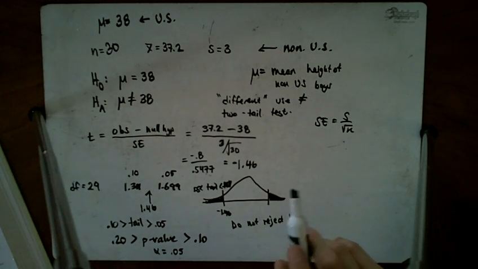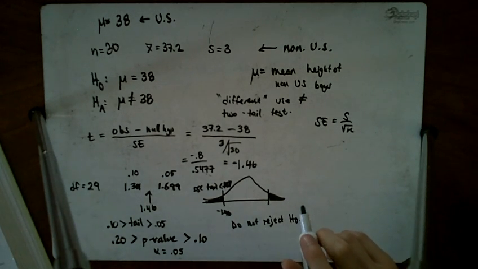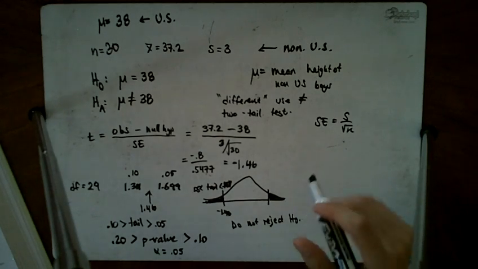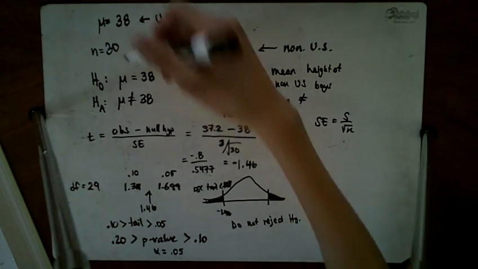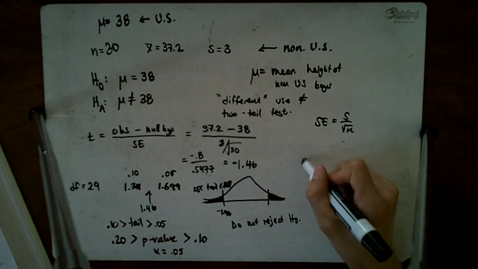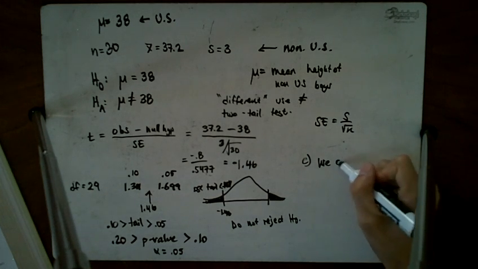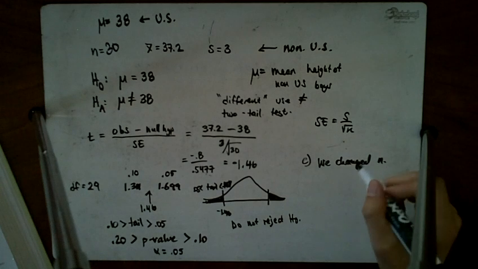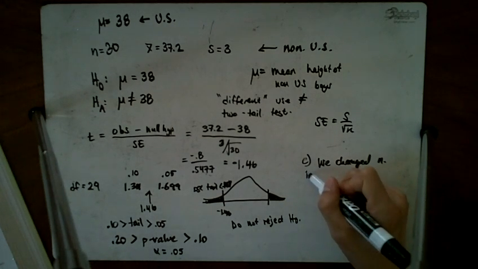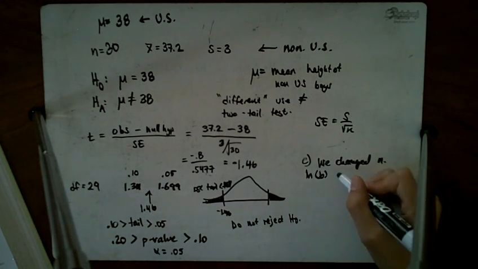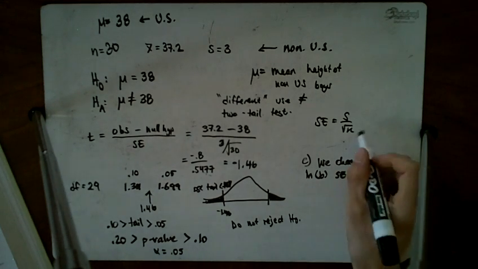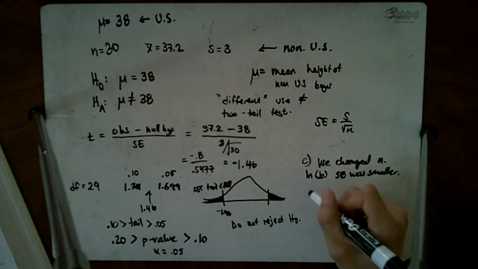And part C asks us to explain why the t-values and p-values for parts A and part B are different. Okay, so what's happened is we've changed n. So part C, we changed n. Okay, so in part B, the standard error was smaller. Okay, when we made n larger, the standard error got smaller.